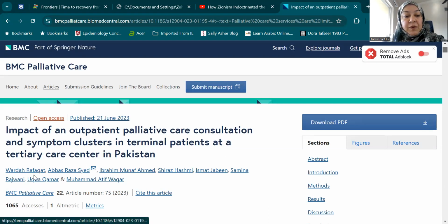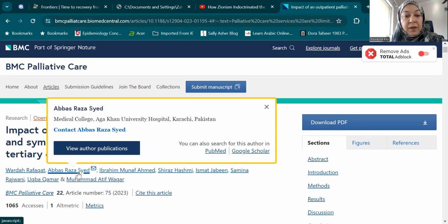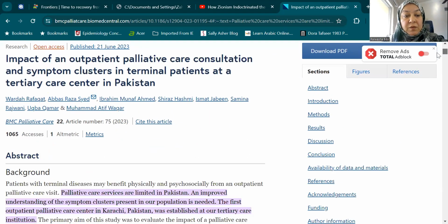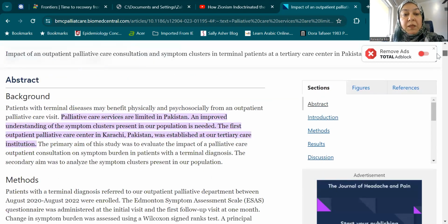And it comes from Varda Rafaqat, who is the first author. And let me just see where the corresponding author is, Abbas Raza Sayyed. So let me see where he comes from. He comes from Aga Khan University and he has written this article and he is the corresponding author. Okay, now let me just look at the article really quick with you because we are looking for a research topic. Patients with terminal illness may benefit physically and psychologically.